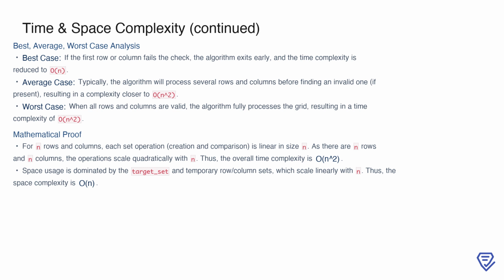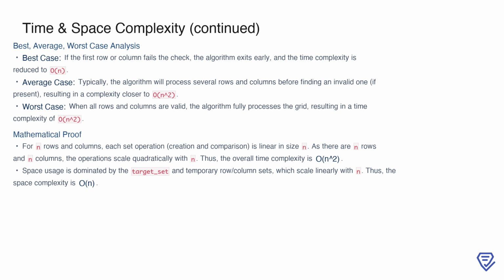Mathematically, for n rows and columns, each set operation, creation and comparison, scales linearly with the size n. Since there are n rows and n columns, the total number of operations scales quadratically, confirming the overall time complexity of O(n²).